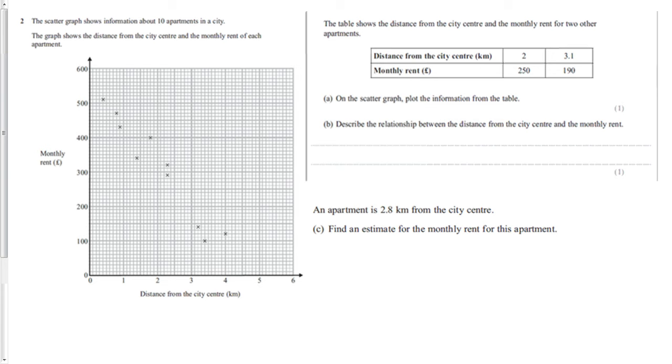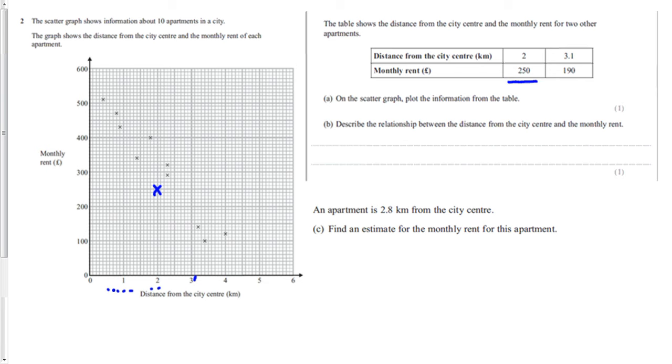It says the scatter graph shows information about 10 apartments in the city. Now the first thing we had to do is put the 2 pieces of information in. So that was the distance from the city centre was 2 kilometres and the monthly rent was 250. So if we go across on the x-axis to 2 and up to 250, we get that there. We then have to do 3.1 and 190. So we go across to 3.1, which is right there, up to 190.